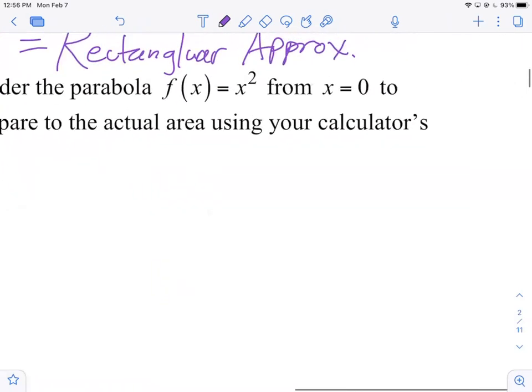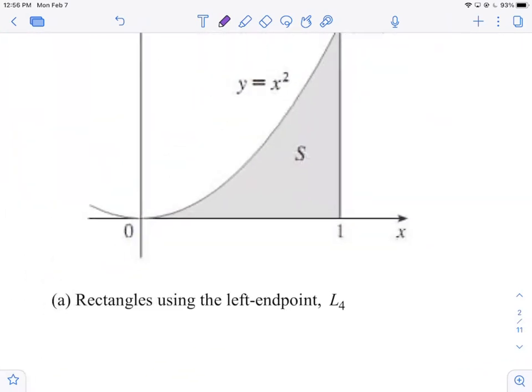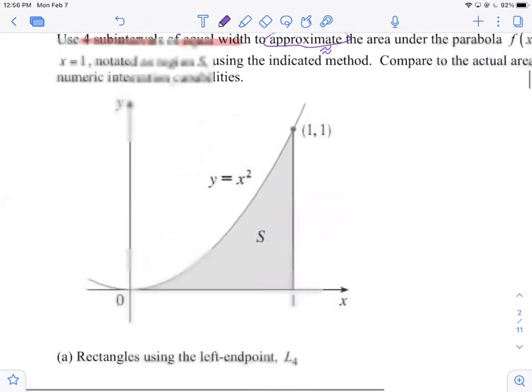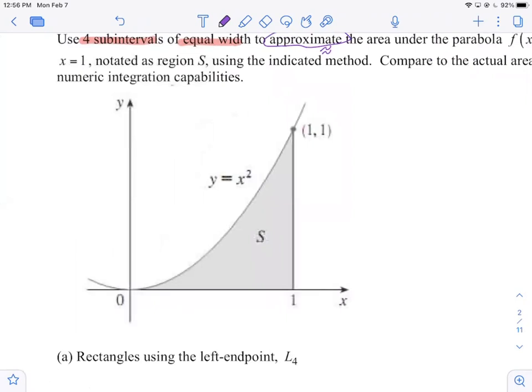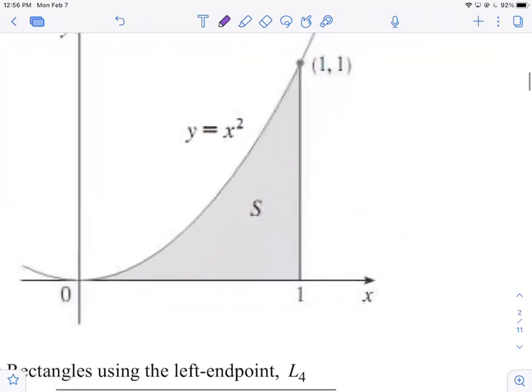using the indicated methods compared to the actual. Okay, so step one, it says using rectangles using the left endpoint L of 4. Well, before we get to that 4, there's a little bit of housekeeping we have to do. We have to gather some information. I want to divide this into 4 equal partitions.